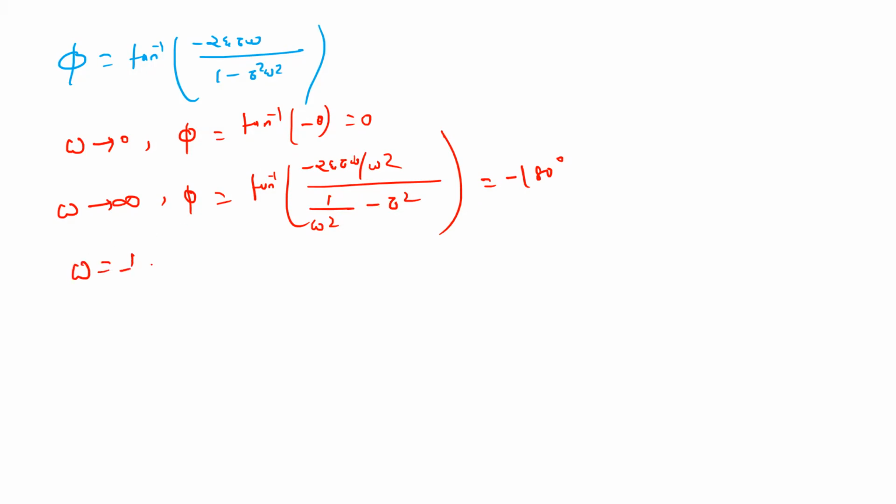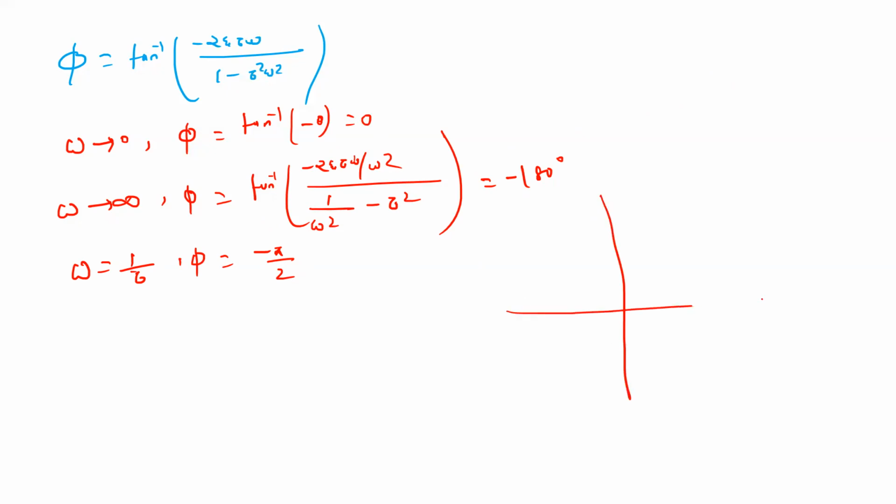And when omega is equal to 1 upon tau, so your phi is equal to what? Omega is equal to 1 upon tau. So this is 1 minus 2 zeta divided by 1 minus 1, 0. So that is equal to phi equals minus pi by 2. So you see here at omega equal to 0, it is 0, again minus 180 degree and it is minus pi. So how can you plot this particular curve?